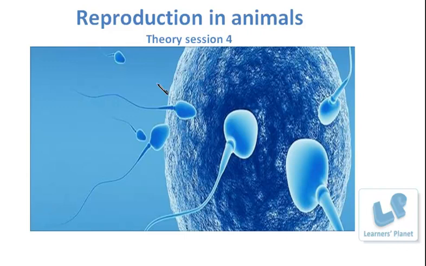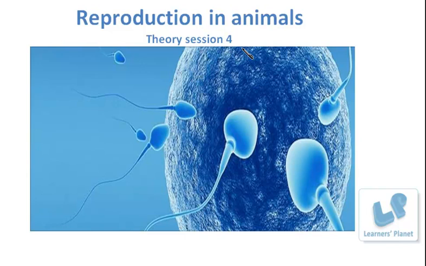Let us continue with the chapter Reproduction in Animals. Well, this is the fourth theory session of this chapter, and in the earlier session I have explained the concept of sexual reproduction, right? Besides that, I have also explained the male and female reproductive system. After following those basic sessions, you must be aware that the male reproductive system is producing the sperms, whereas the female reproductive system produces the ovum.